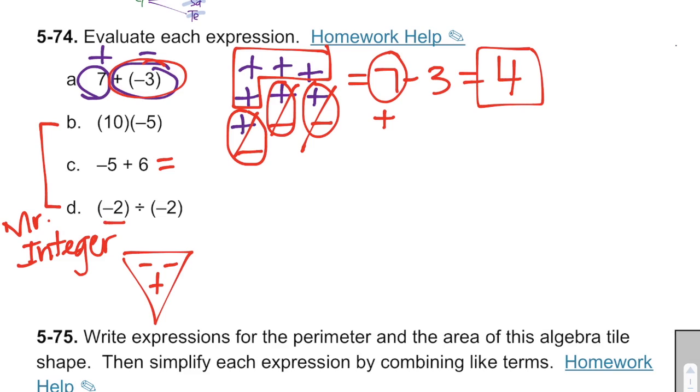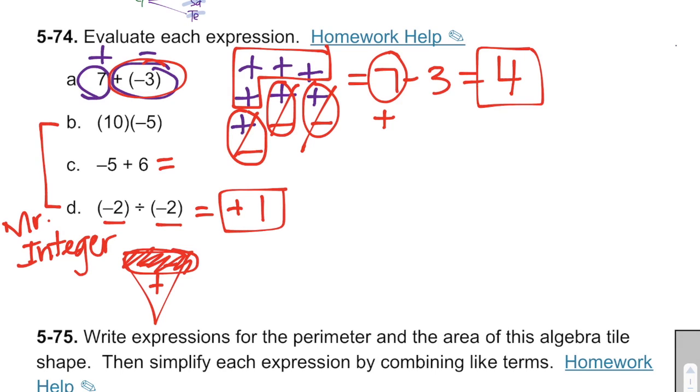So when we have a negative and a negative, what we do is cover the two negative parts up, and we're left with a positive. So the answer for this is going to be a positive, and the next step is to divide. So 2 divided by 2 gives me 1. So the answer is positive 1.